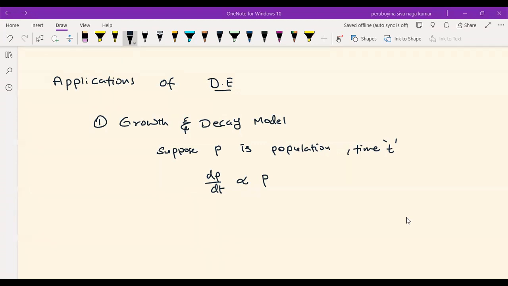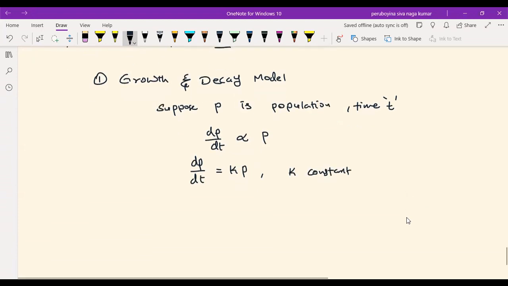For removing this proportionality, we will select some number: dp by dt is equal to k into p, where k is some proportionality constant. And the next thing, we will solve this equation. Actually, it is a differential equation.